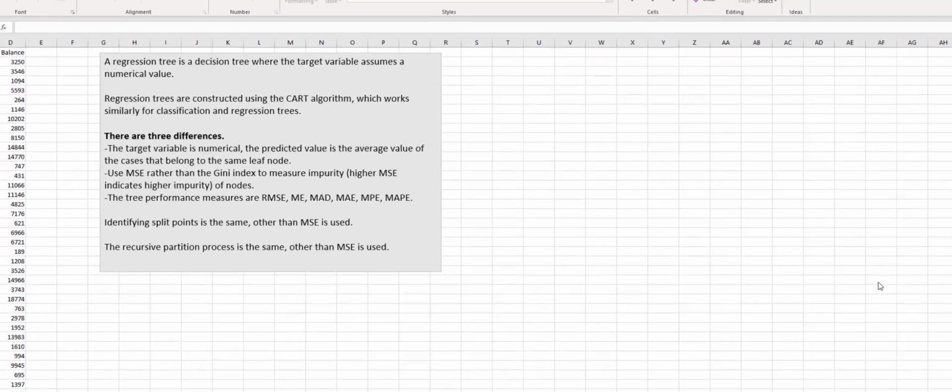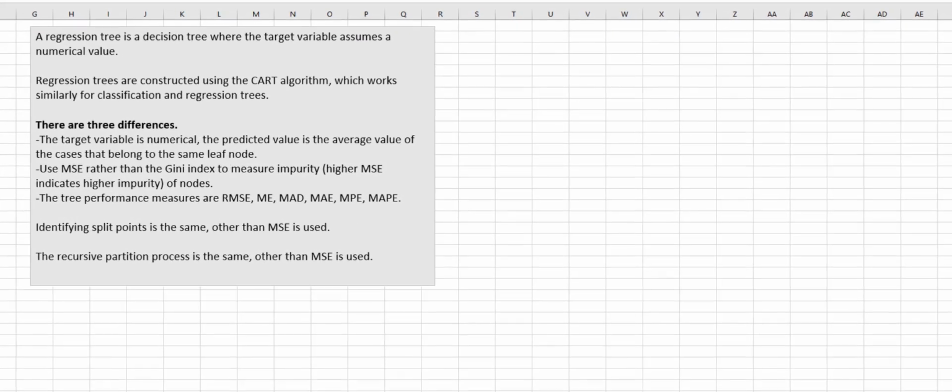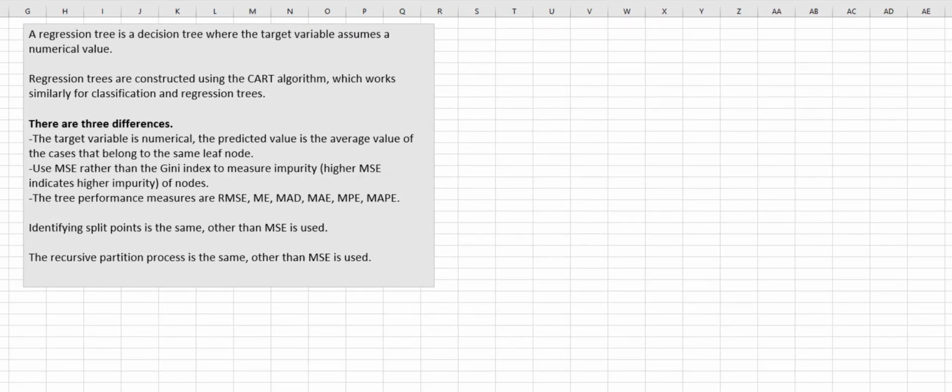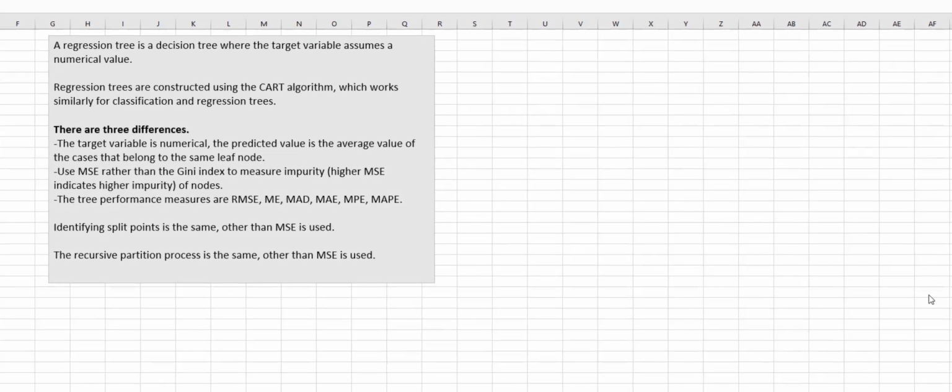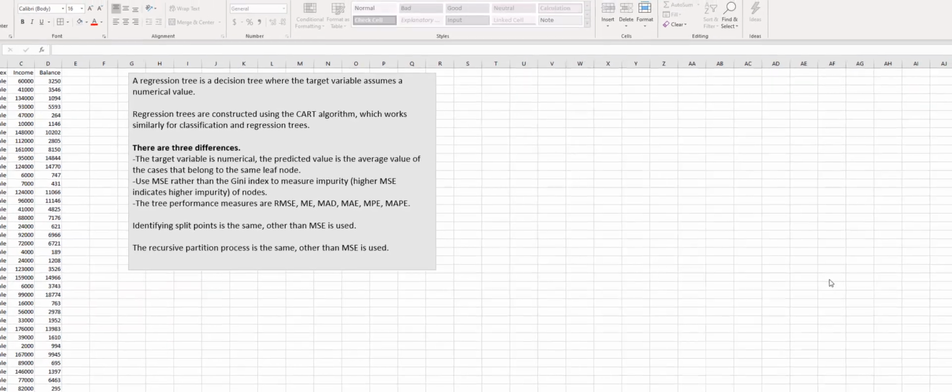First, the target variable is numerical in regression trees, whereas it is categorical in classification trees. And the predicted value is the average value of the cases that belong to the same leaf node in regression trees. Second, we use mean square error rather than the Gini index to measure impurity. The higher the mean square error, the higher the impurity in regression trees. Third, the performance measures are root mean square error, mean absolute deviation, mean absolute error, mean percentage error, and mean absolute percentage error in regression trees.